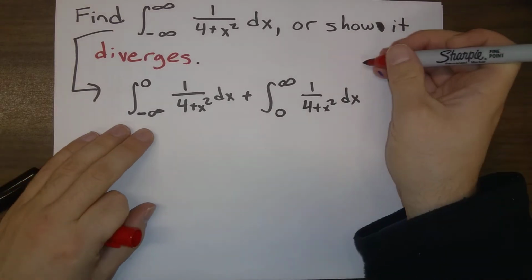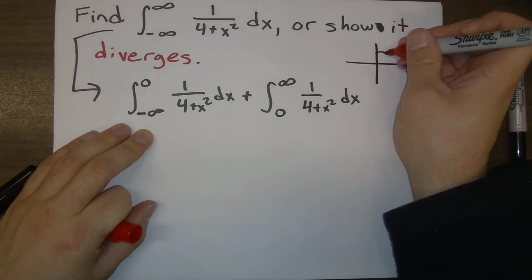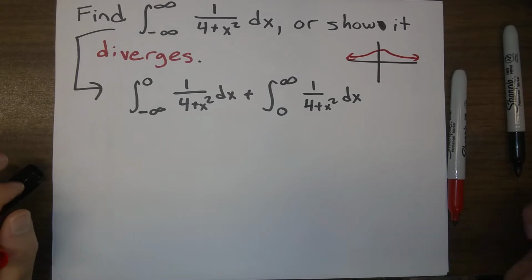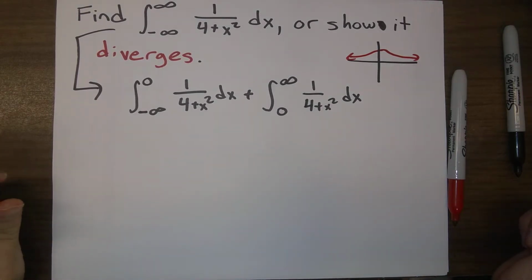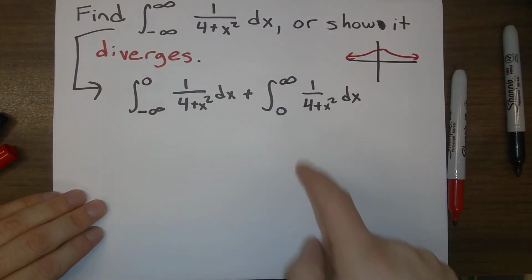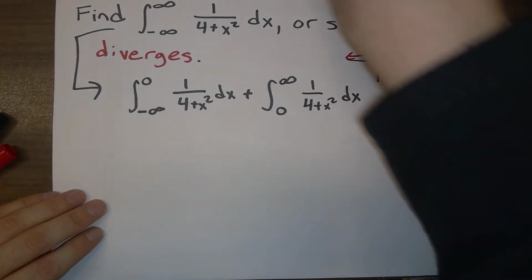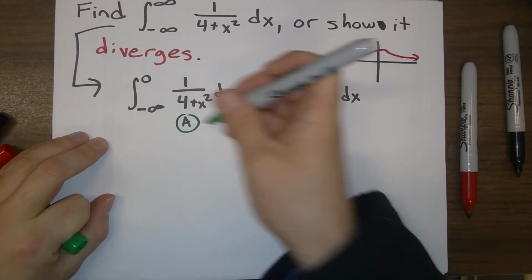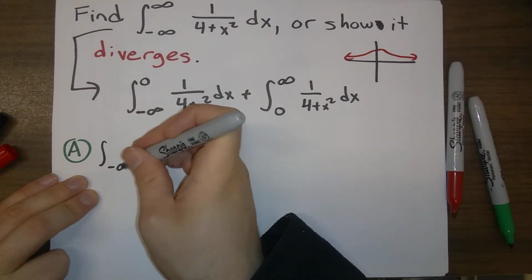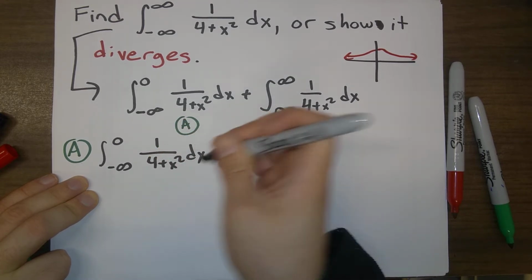Basically, what our function looks like is something like this. So we are finding the area under that curve, if that is a finite area. Okay, so what we're going to have to do is look at each of these two separately. So looking at this first integral, let's call this a. Integral a is the integral from minus infinity to 0 of 1 over 4 plus x squared dx.